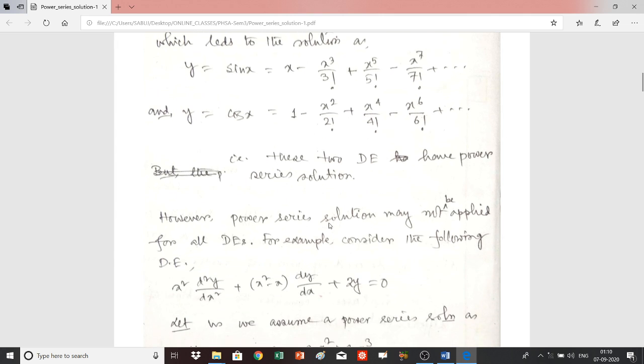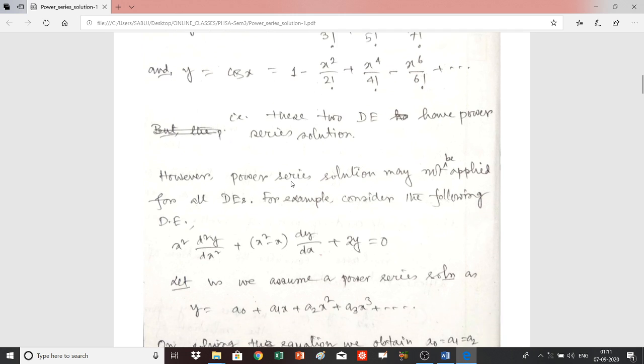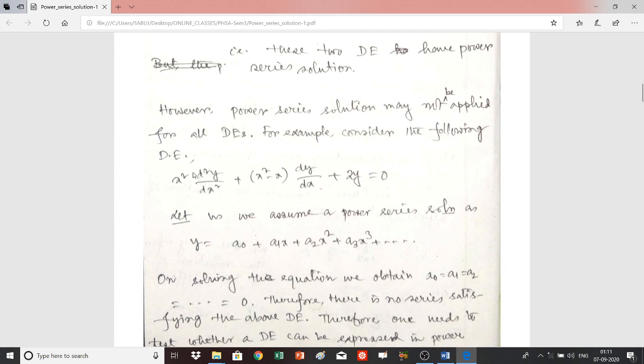However, this process, that is to solve a differential equation for a variable, say y, in terms of the power series of another variable, that is x, cannot be applied for all types of differential equation, and that can be clear from the following example. Say the given equation is x squared d2y by dx squared plus (x squared minus x) dy by dx plus 2y, and this equation has to be solved.